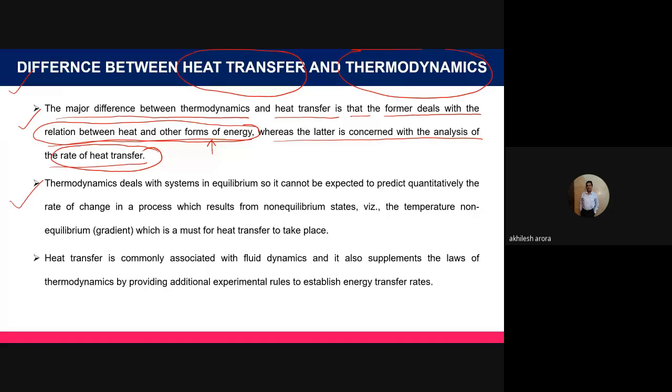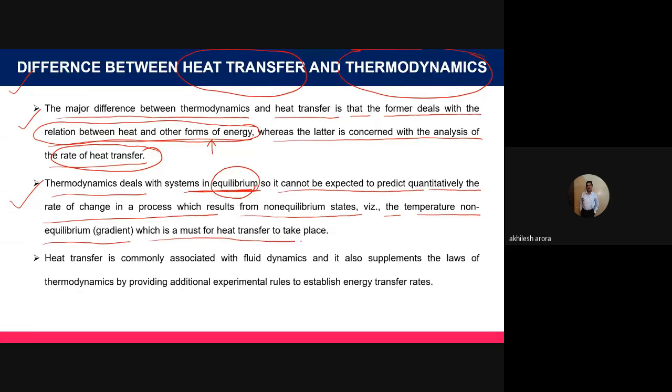Second difference is in thermodynamics, we consider that the systems are in equilibrium with each other. Okay, system is in, or the process is in equilibrium. The system and the surroundings are in equilibrium. So it cannot be expected to predict quantitatively the rate of change in a process which results from non-equilibrium states. Okay, which is the temperature non-equilibrium, that is gradient, which is a must for the heat transfer to take place.